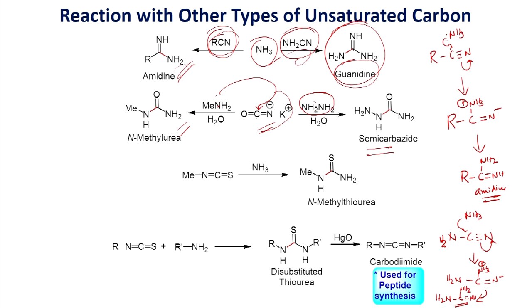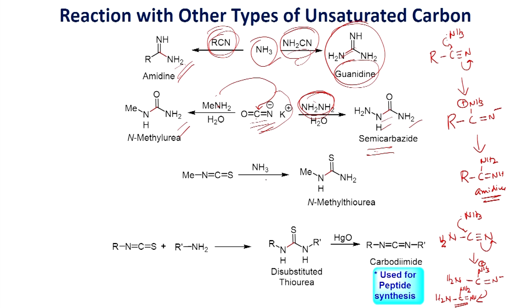If you look at all the reactions, you make a carbon-nitrogen bond. Basically, you add a nitrogen nucleophile to an electrophilic carbon, then you make a carbon-nitrogen bond. And here also, when you take the hydrazine as the nucleophile, it can readily undergo addition with this isocyanate salt to give semicarbazide as the product.